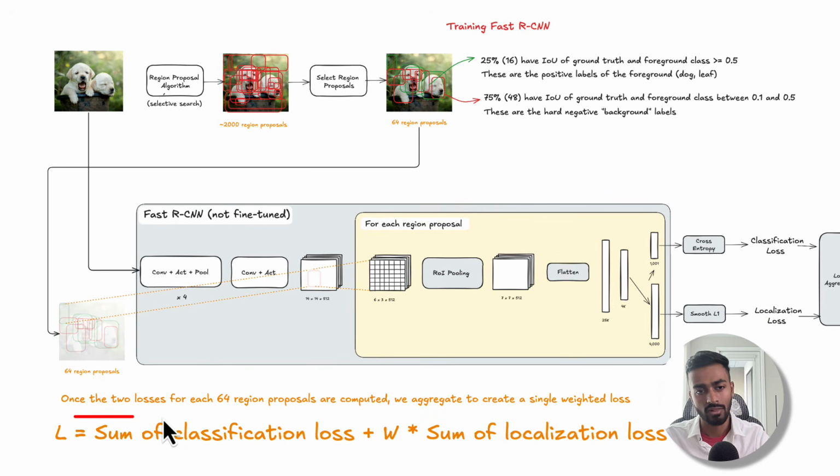So once the 2 losses for each of the 64 region proposals are computed, we can then aggregate them to create a single weighted loss. The way that we would do it is, we would take the sum of all the classification losses. There's like 64 of those numbers for this image. Plus, for every single one of those localization losses, we are going to apply some hyperparameter weighting. And this can be like 0.1, 0.01, whatever it is.